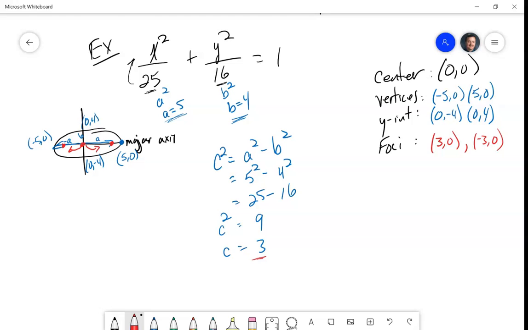We know the center, we know where its two vertices are, we know where the y-intercepts are, and we also know where the two focus points are located. Okay, so that is that example. Now we're going to check out one where it's a little bit more complex, where the center is not located at the origin. Okay, so let's check that out.